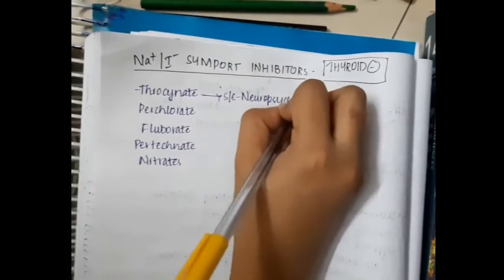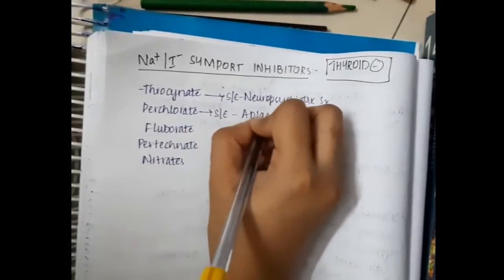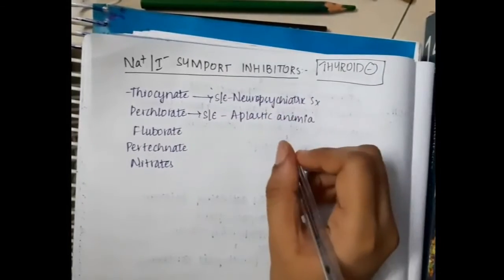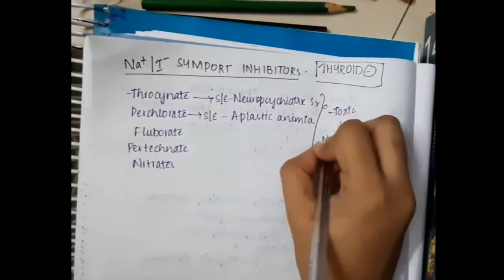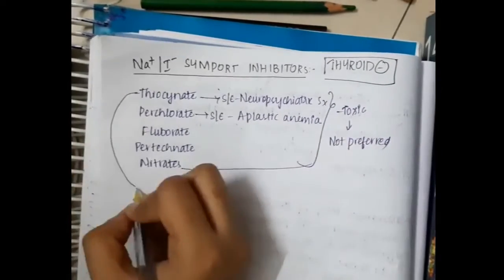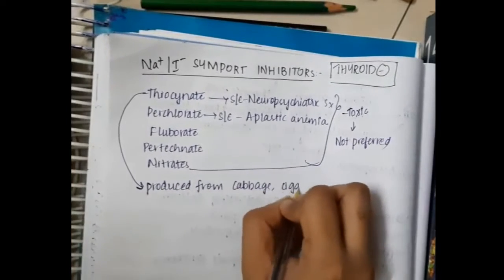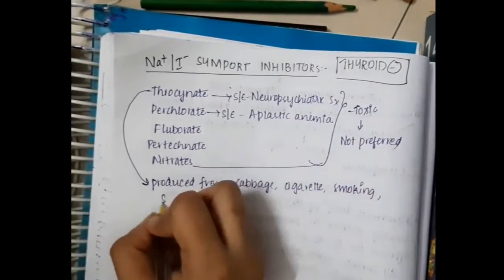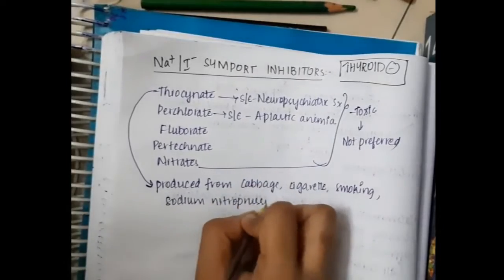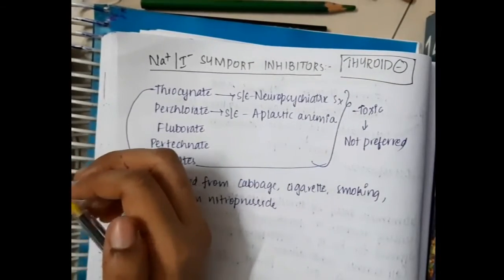Thiocyanate causes neuropsychiatric side effects. Perchlorate causes a side effect which is aplastic anemia. All these are toxic, so are not preferred. Thiocyanate is produced from cabbage, cigarette smoking and sodium nitroprusside.